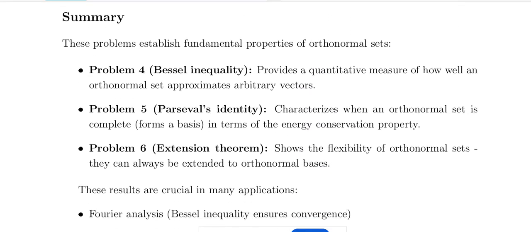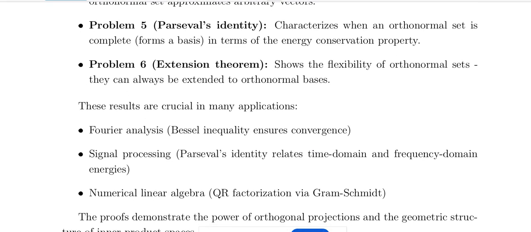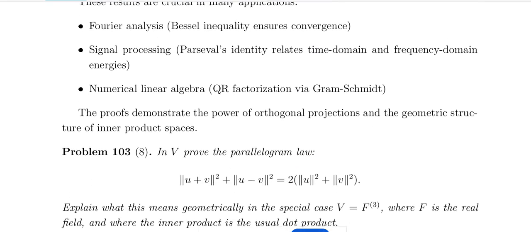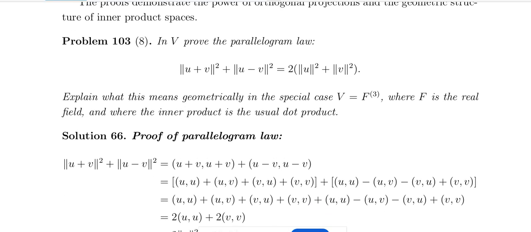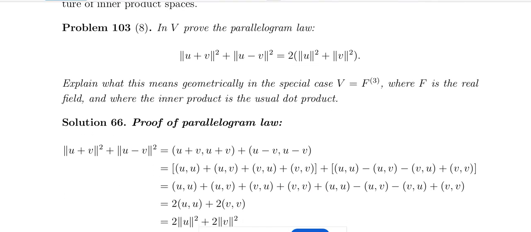So that is called the Parseval identity and problem 6 extension theorem. And this is V in V, the parallelogram law. What do you mean the parallelogram law? This is norm of U plus V whole square plus norm of U minus V whole square equal to 2 times norm of U square plus norm of V square. It's a very easy proof, but the statement is this is called the parallelogram law.